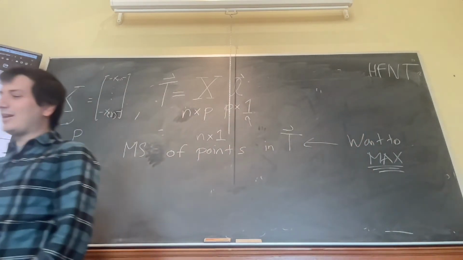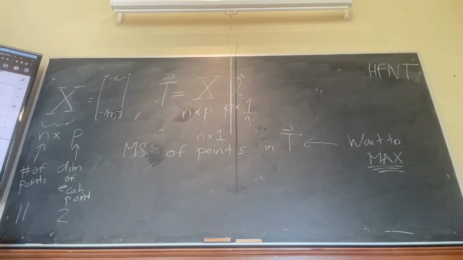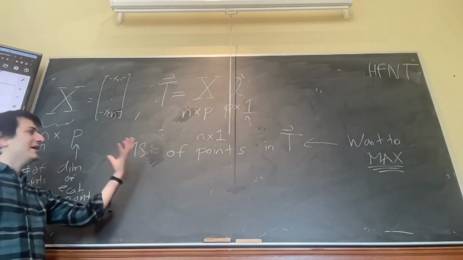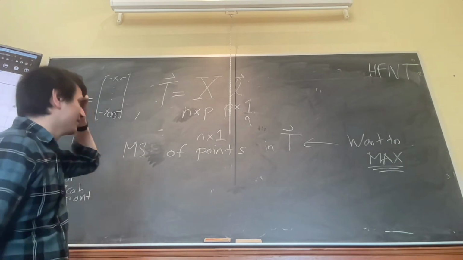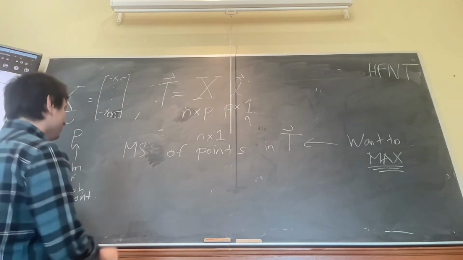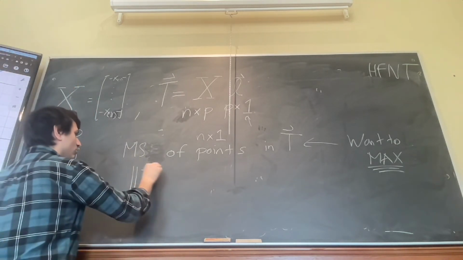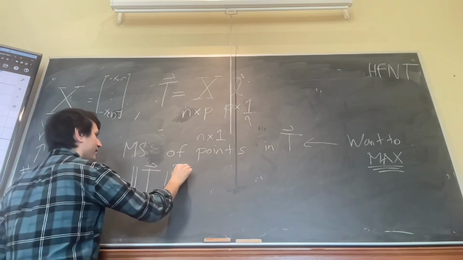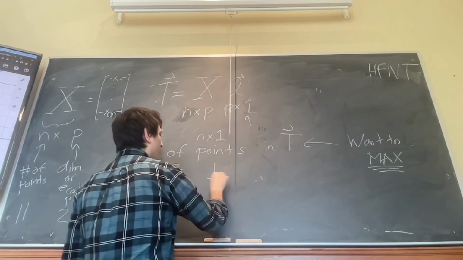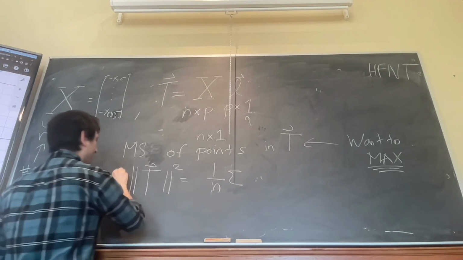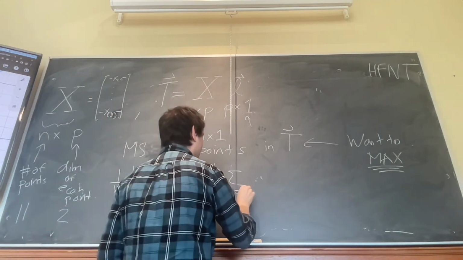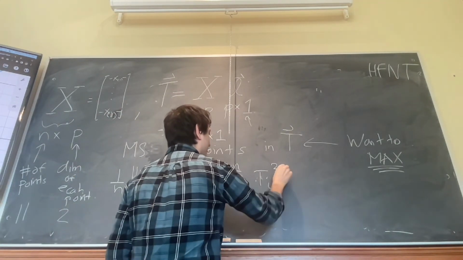Okay. So this is a little bit the opposite of what we were doing earlier in the course, where we tried to minimize the error. Now we're trying to maximize how spread out the points are. So what does that mean? That is exactly the norm of t squared, which is 1 over n, the sum from i equals 1 to n of t_i squared.